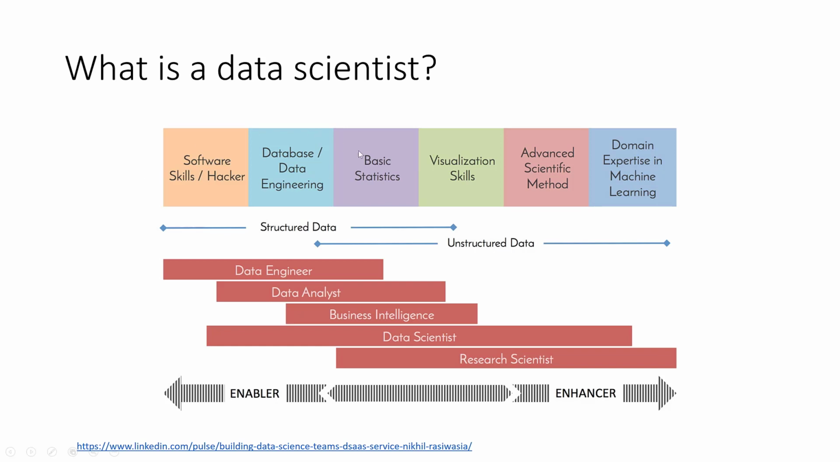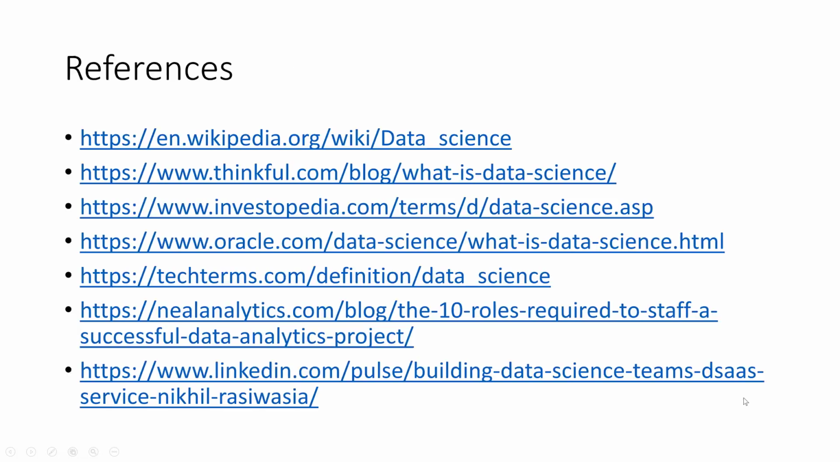And so this spectrum, the reason I like this one is because it also includes this structured data versus unstructured data, and that this end of the spectrum is more your enablers, and this end is your enhancers. So this is from the aspect of the roles. Your data engineer, your data analyst are typically on the enabler side. They're getting things prepared in such a way that they can be utilized, and then your data scientist, somewhat your business intelligence person, and your research scientists are enhancing that data to make it more valuable. That's all I really wanted to show in this video.